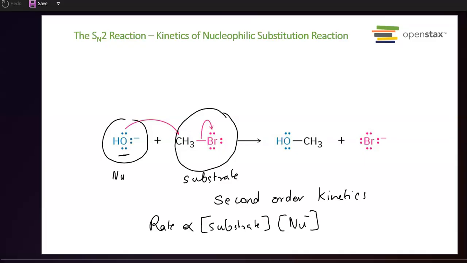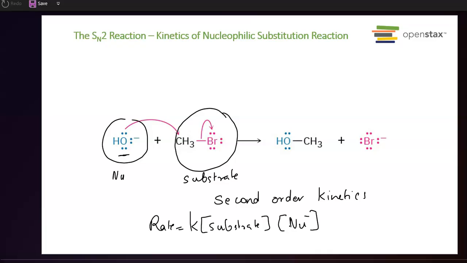If you remove the proportionality sign here, you can replace it with the rate constant, which we'll write as K. This you have studied in Chem 152, General Chemistry second semester, where the rate of the reaction can be represented in terms of the concentration of the reactants. Here, the square brackets mean the concentration of the substrate, which is my alkyl halide, and here it is the concentration of the nucleophile.